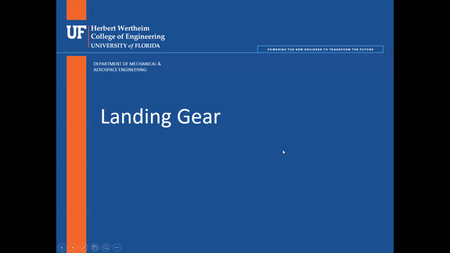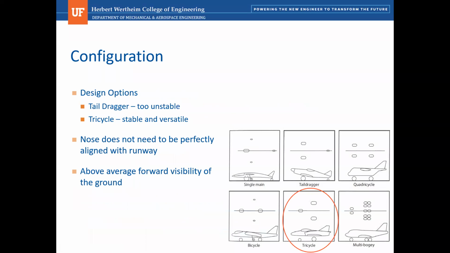Hello, I'm Jan Cosme, and I'll be talking to you about the landing gear for our aircraft. When deciding the type of landing gear we're going to use, the first thing we needed to do was figure out the configuration. For an aircraft our size, there are really two main options: the tail dragger configuration or the tricycle configuration. The problem with the tail dragger, though, is that it's very unstable, but it was used in a lot of aircraft in the past.